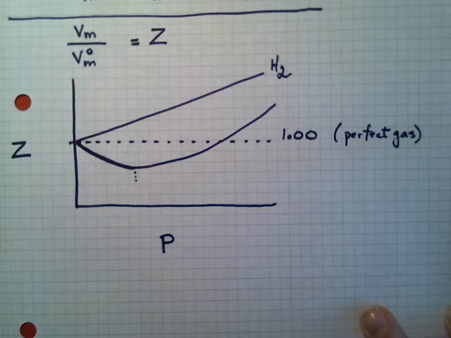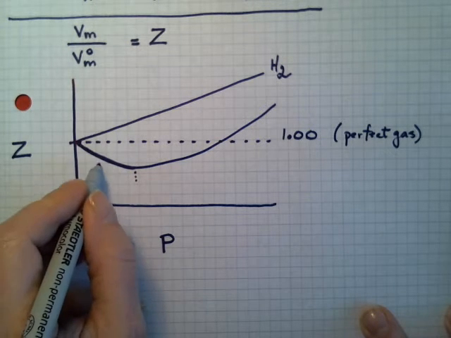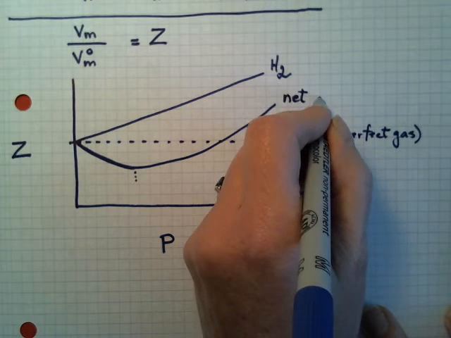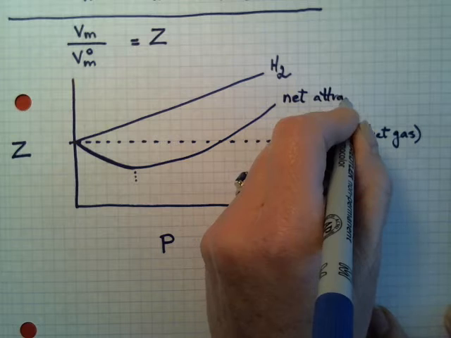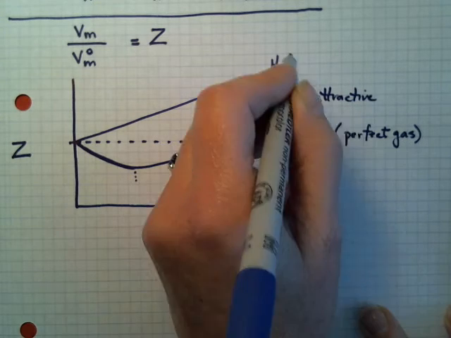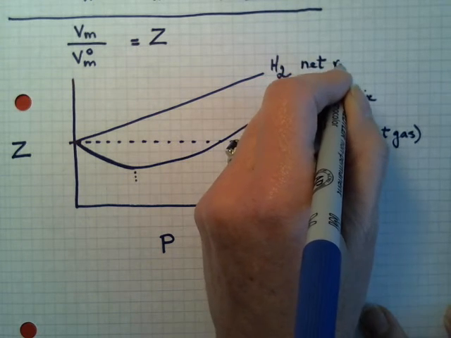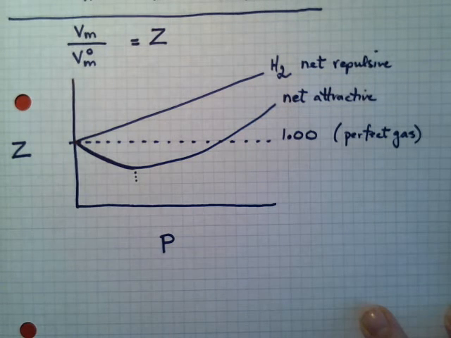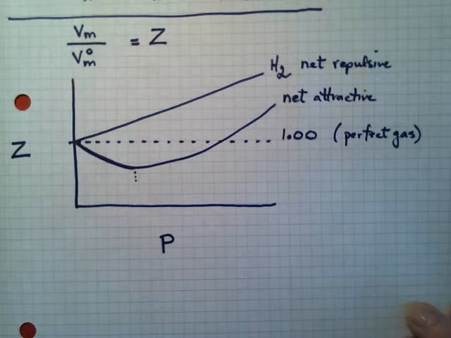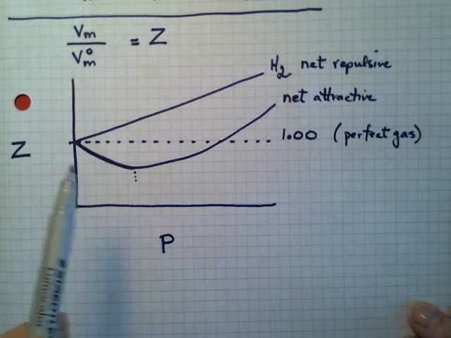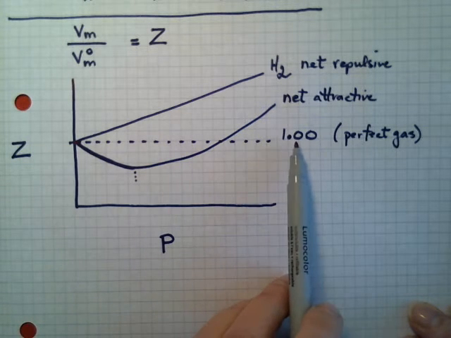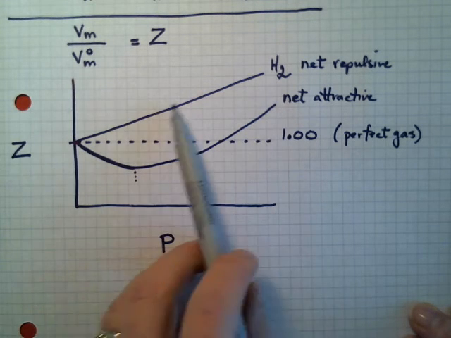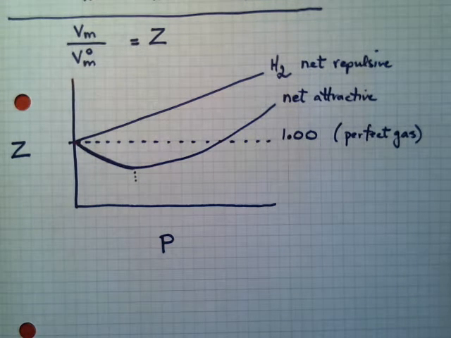increasing above 1. And so this one, I'll label it up here, but this would be net attractive forces, and this is net repulsive forces. That would be my sketch of the compression factor for these 3 gases. The perfect gas, a net attraction, but ultimately going up, and net repulsive forces.